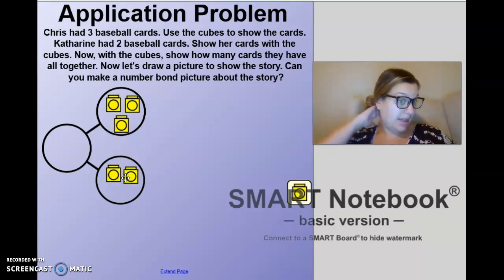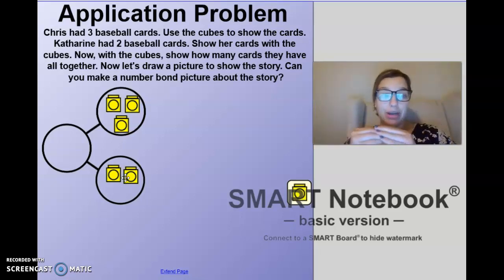Now, to figure out my whole, I add my 2 parts together. So look, I'm going to count these numbers all together. Are you ready? 1, 2, 3, 4, 5. So my whole is 5. So how many cubes am I going to put over here in my whole? 5. And I know my whole is here because look at the 2 parts. Remember those 2 special paths? They go to my whole.